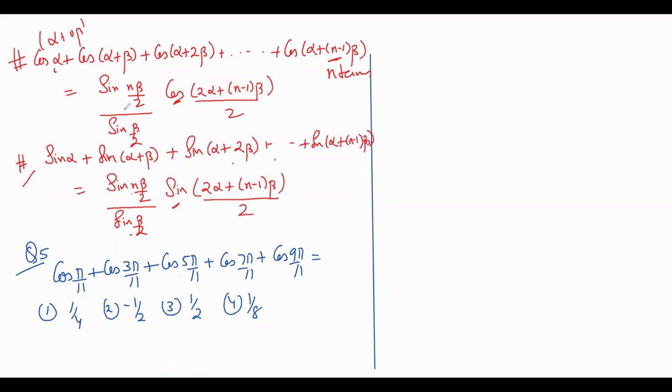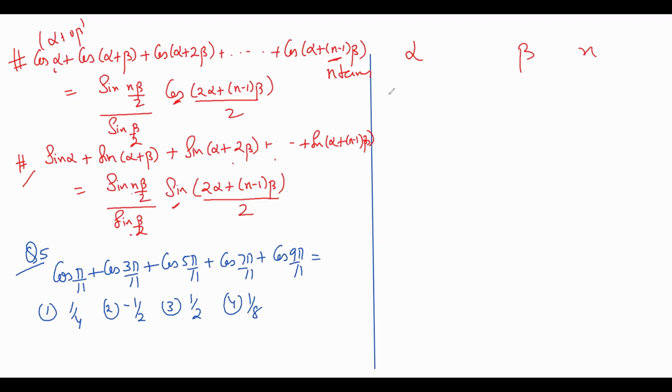That means in order to use these, first of all you have to learn this formula, and in order to find the answer you have to find the values of alpha, beta and n. If you are able to find these values, then put them on the RHS of these two formulas. Now look at this question number 5. This is the application of this formula.